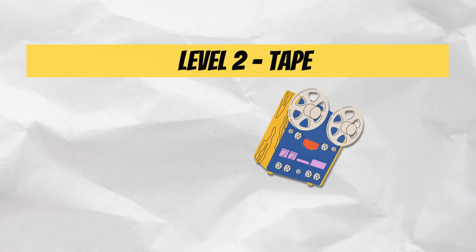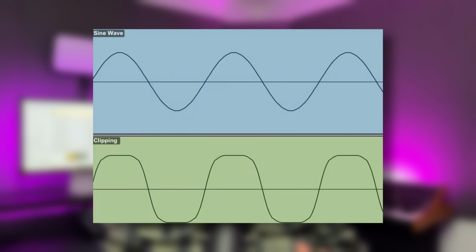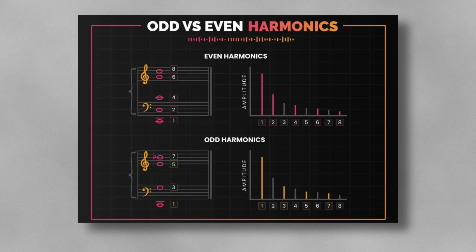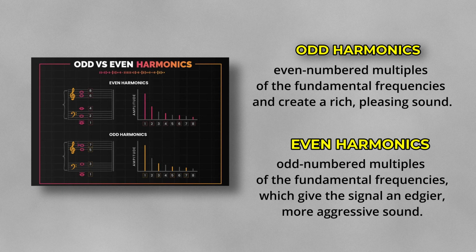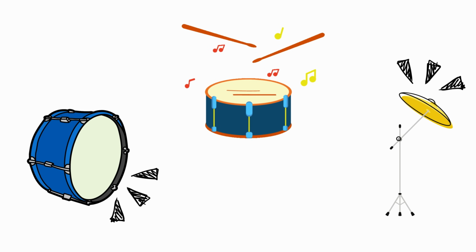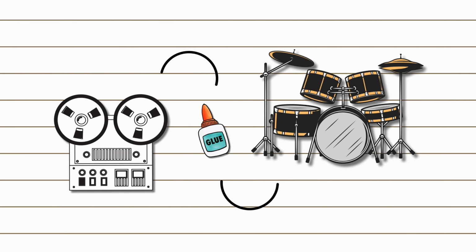Level 2. Tape. Tape machines compress the incoming audio signal and clip the waveform, resulting in odd harmonics. This sound is often associated with glue, warmth, and cohesion. A great example is the drum bus. Often people forget that the drums is lots of different instruments. Summing them together on a bus with a tape machine makes them feel like one big instrument as opposed to lots of individual different parts in a mix.